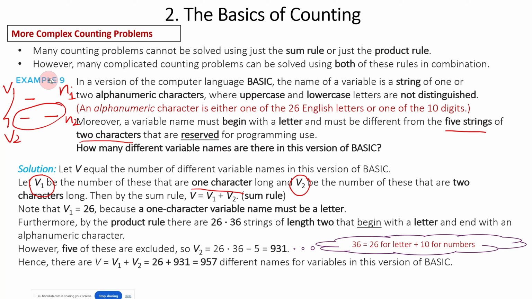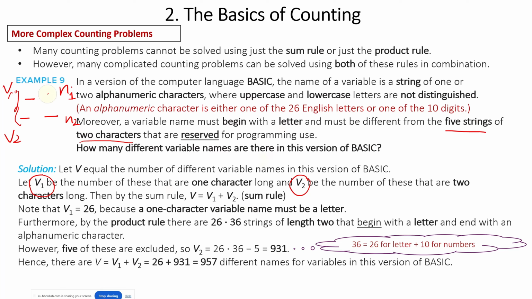There's a lot of things going on. So this is v1 and this is v2. So v1 is going to be for one letter, v2 for two letters. Okay, so then what I'm going to do is this v is going to be v1 plus v2, basically.